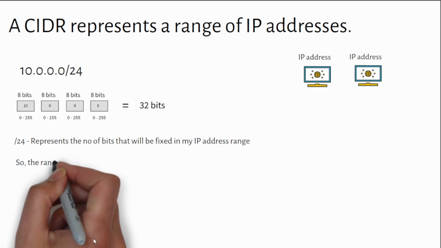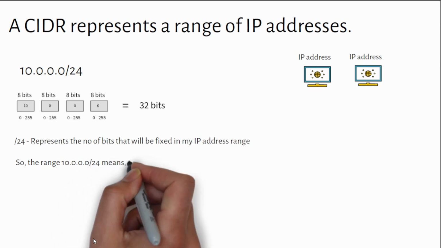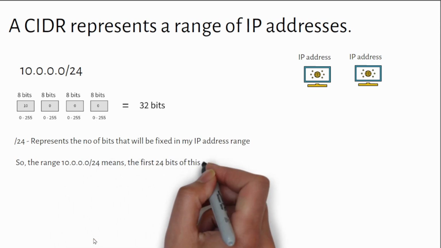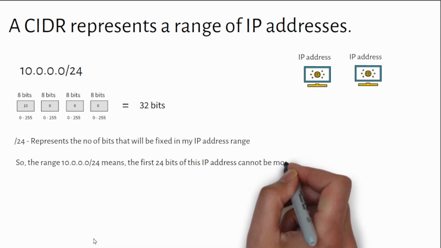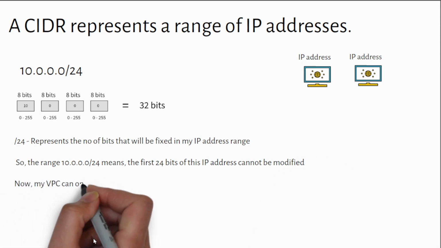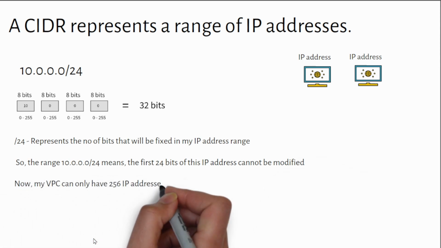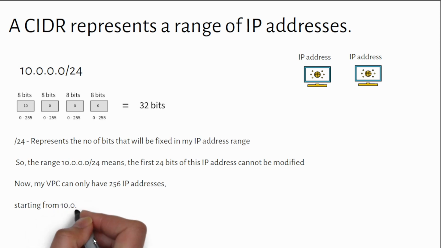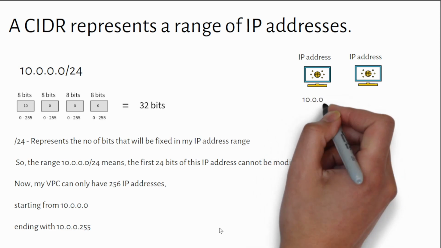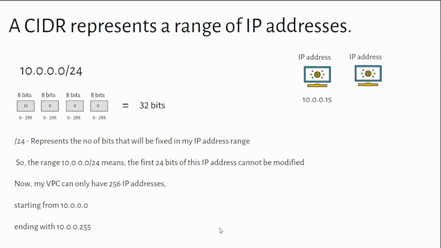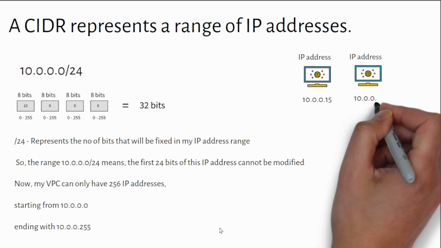So when I assign the range 10.0.0.0/24, it means that the first 24 bits of this IP address cannot be modified. When my VPC has been assigned this range, it means my VPC can only have 256 IP addresses, starting from 10.0.0.0 to 10.0.0.255. And whenever I create any resource within my VPC, I can assign IP addresses only from this range to those resources. So this is the high-level overview of a CIDR.